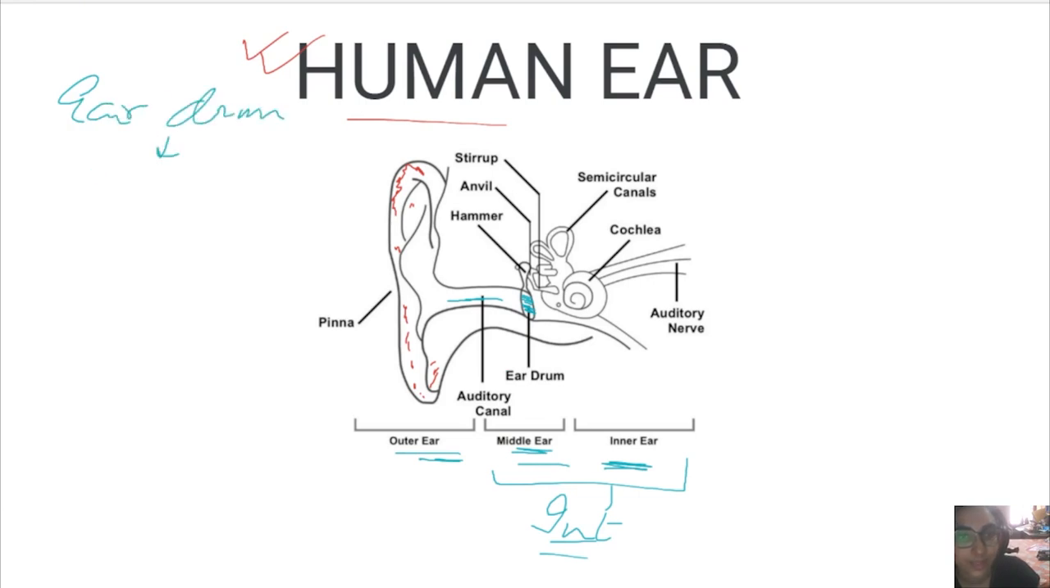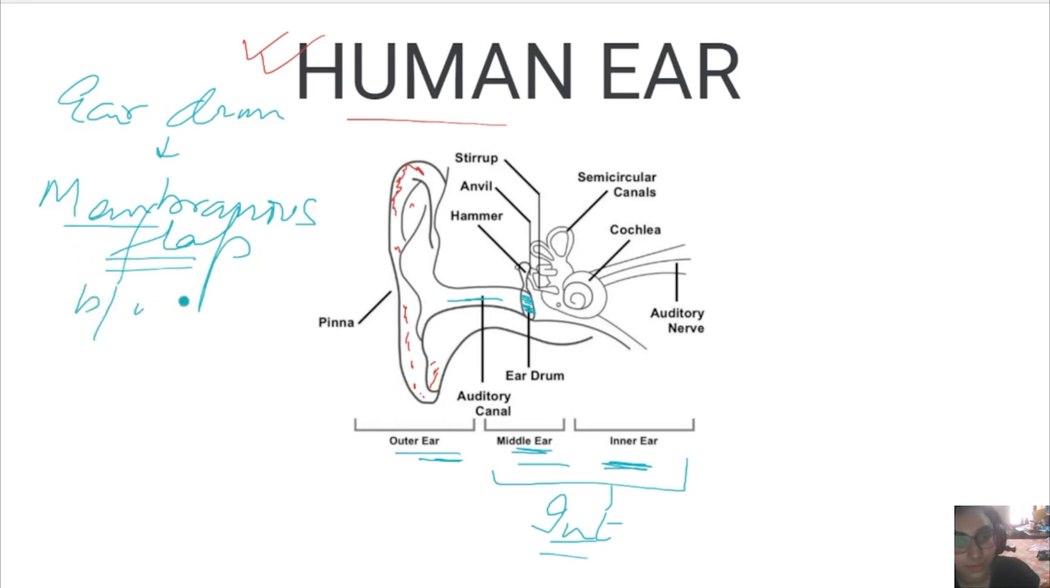So the eardrum is basically a membranous flap, which is between the outer and middle ear. Very simple. As soon as we cross the eardrum, we come into the middle ear. So what does it consist of?